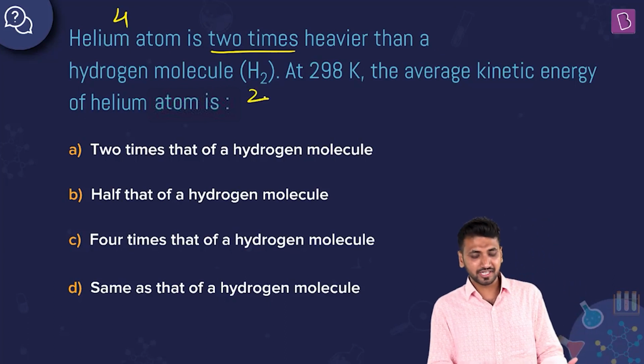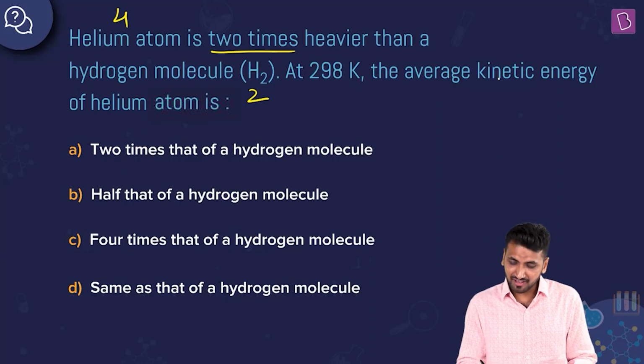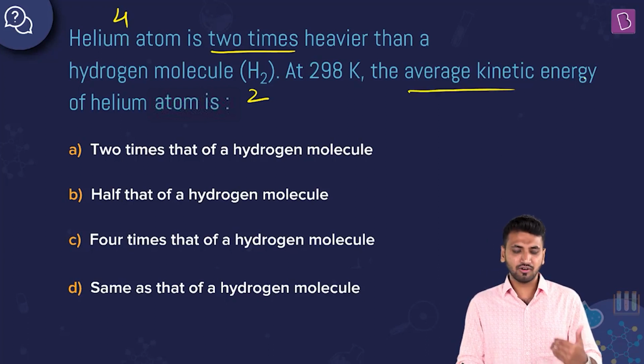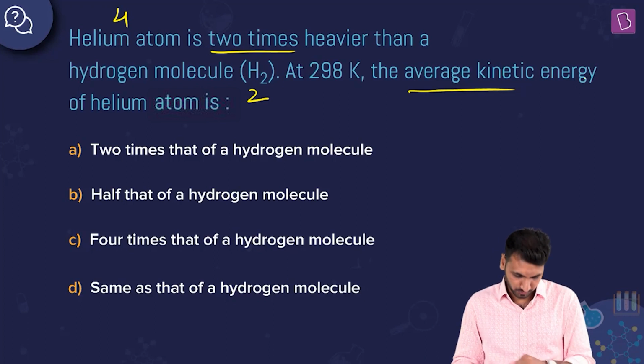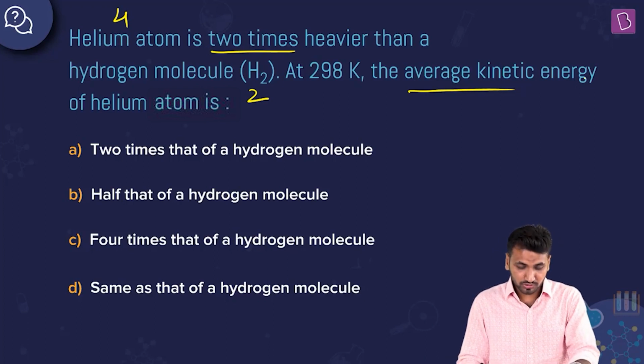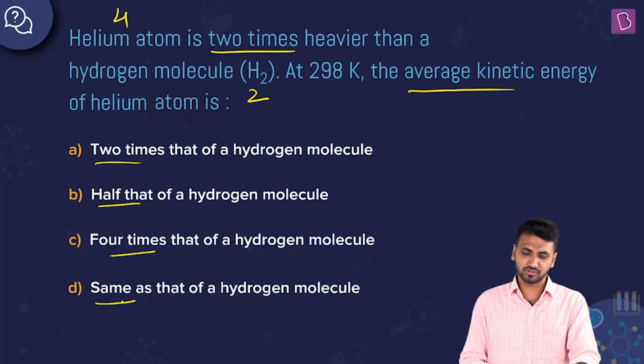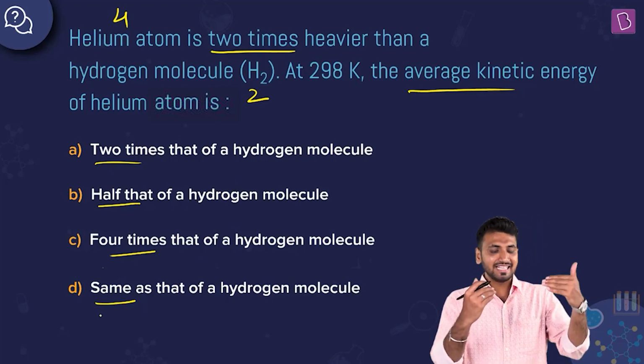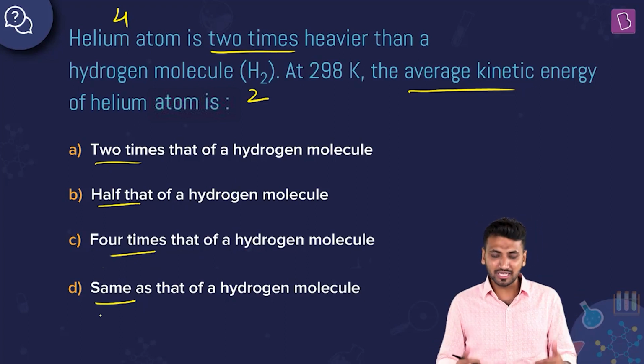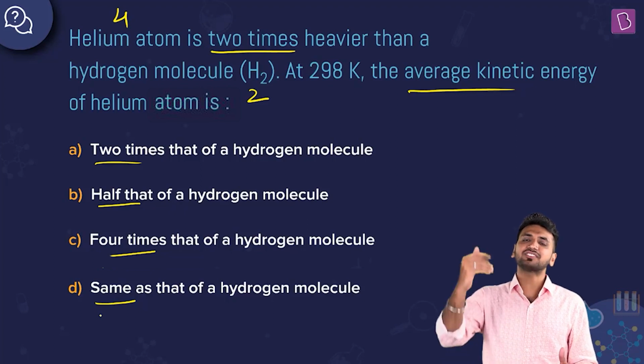Okay. At 298 Kelvin, the average kinetic energy of a helium atom is, and the options say, 2 times that of a hydrogen molecule, half, 4 times, or same. So this is the comparison between a helium atom and a hydrogen molecule in terms of average kinetic energy.